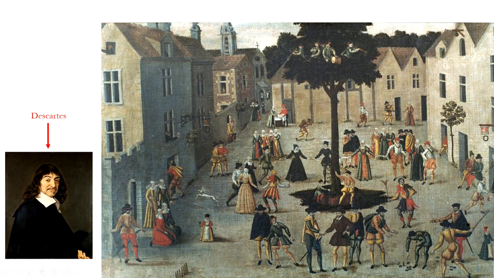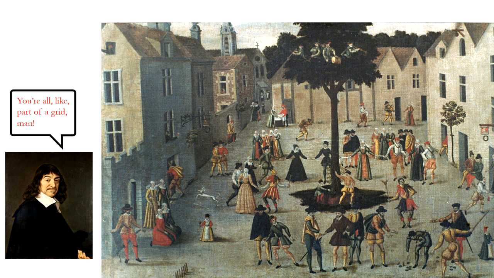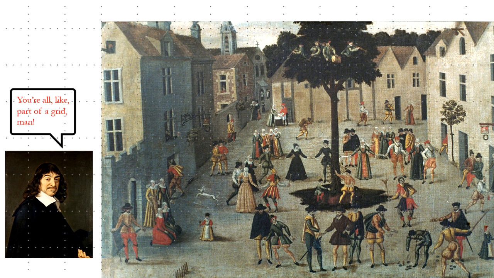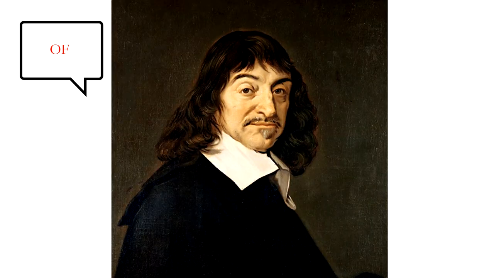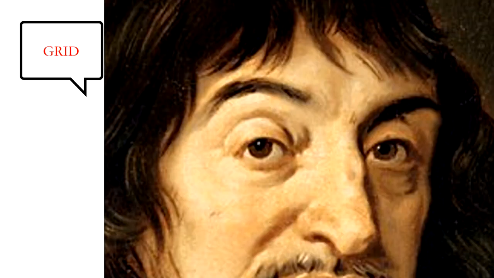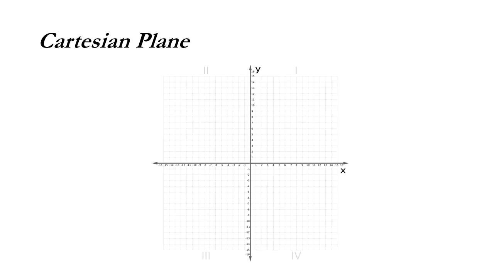Check it. This is Descartes. This is a bunch of French townies at the time. This is him realizing the relationship. You're all like part of a grid. For real, man. It was great. And this is what he came up with.